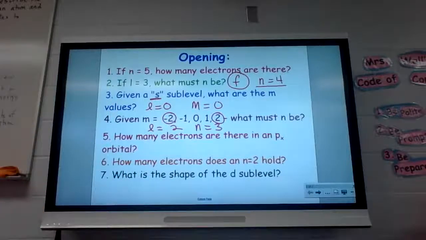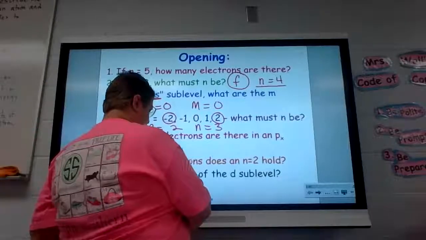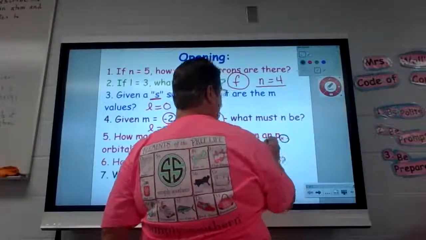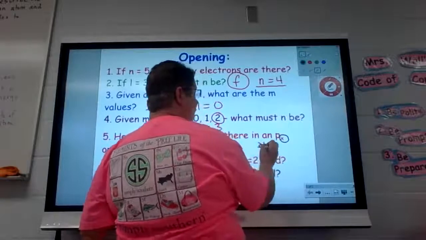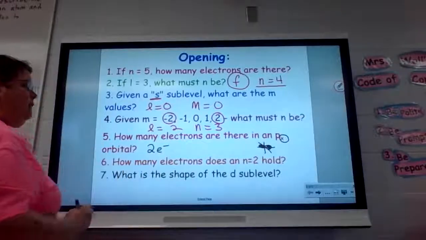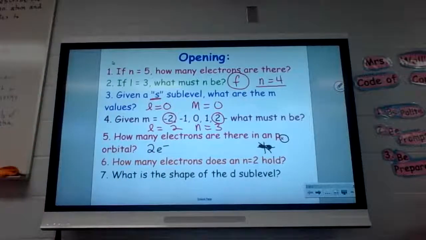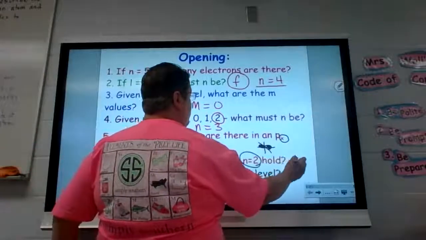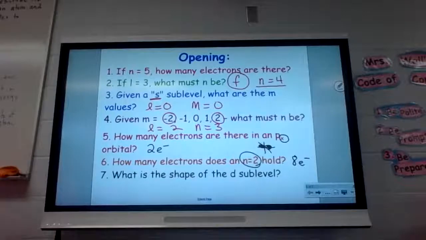How many electrons are in a px orbital? 2. 2 is the right answer. All of the p's have how many? 6. But in this question, I asked for just what? I asked just about the px. So I'm only asking about that one orbital. So that one orbital has 2 electrons. Okay? How many electrons can N equals 2 hold? 8. It's the same thing as number 1. That's the whole energy level. So you can either say 2n squared, or you can add up 2s and 2p.